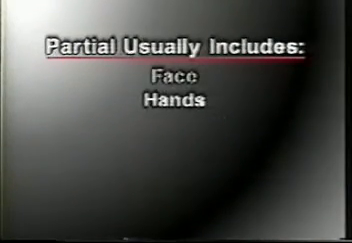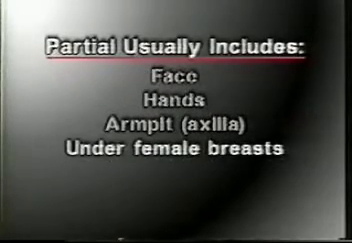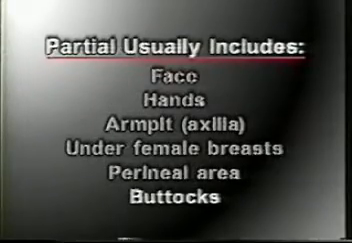The usual body parts that are included in a partial bath are the face, hands, armpit or axilla, under the female breast, the perineal area, and the buttocks. The nurse will tell you the type of bath that your assigned patient should have. Whichever type of bath it is, remember that your patient should always be encouraged to participate in their care as much as possible.